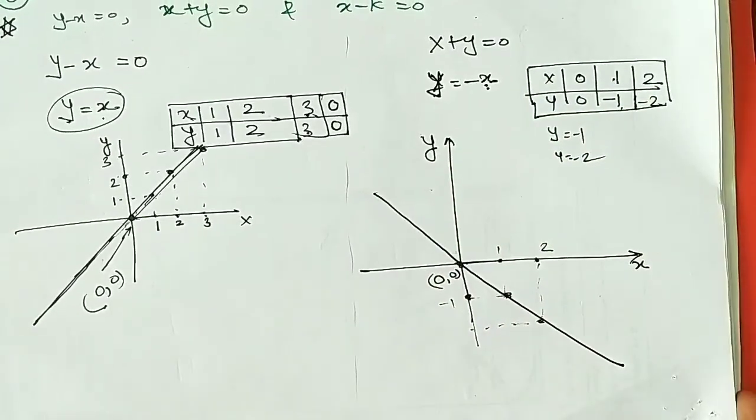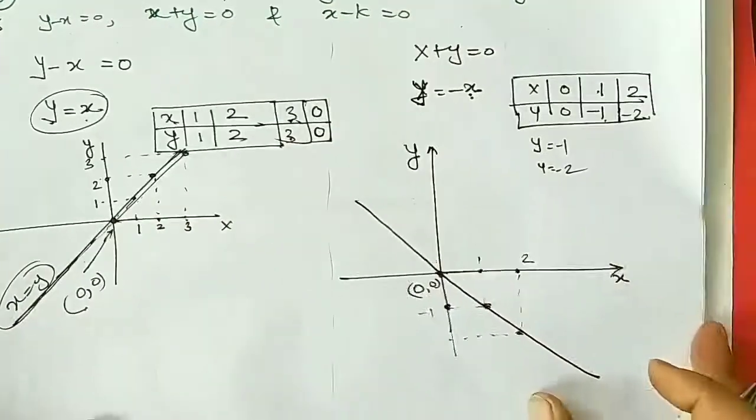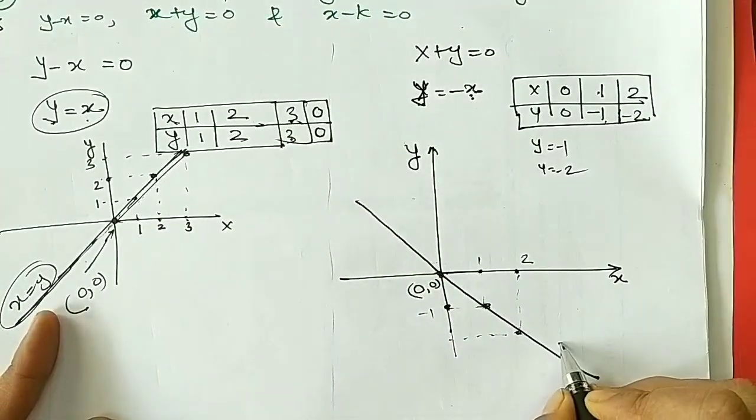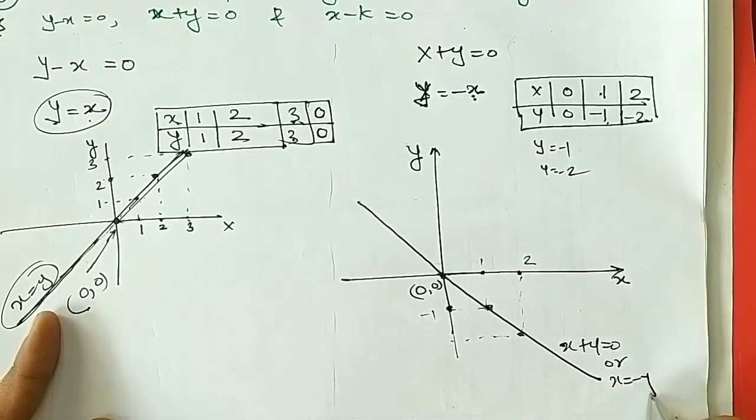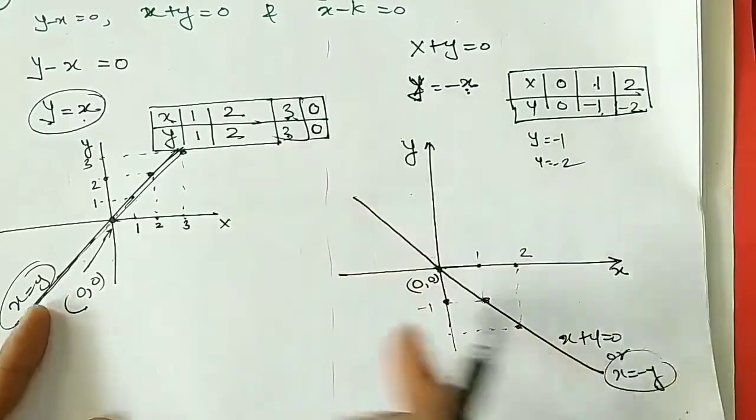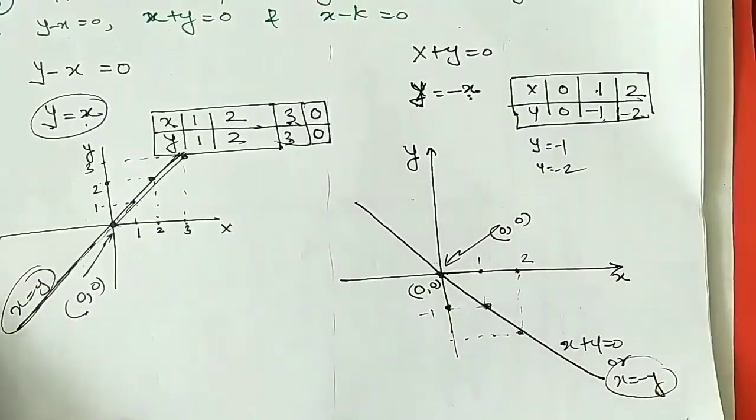So this is basic knowledge that you should have. If your line is x is equal to y, it looks like this. If your line is x plus y is equal to 0, or you can say x is equal to minus y, it looks like this, and they both pass through 0, 0. This will be very useful in class 12th also, how to plot the lines.